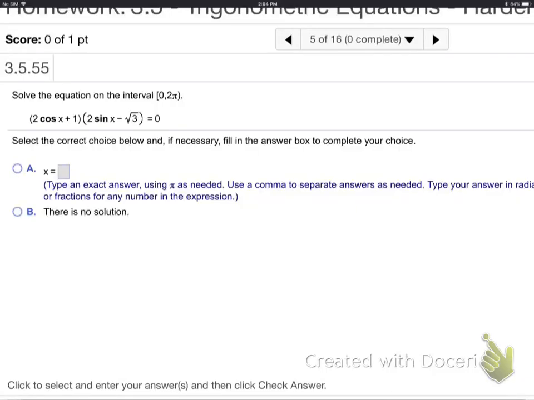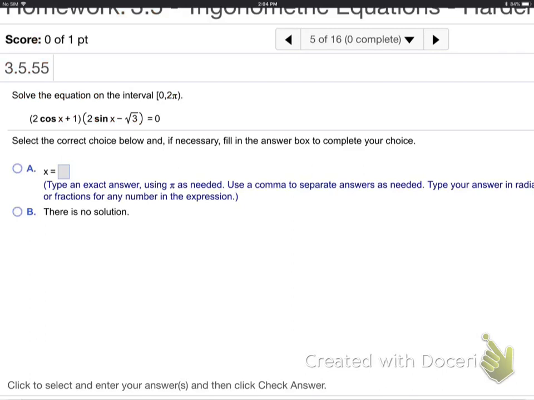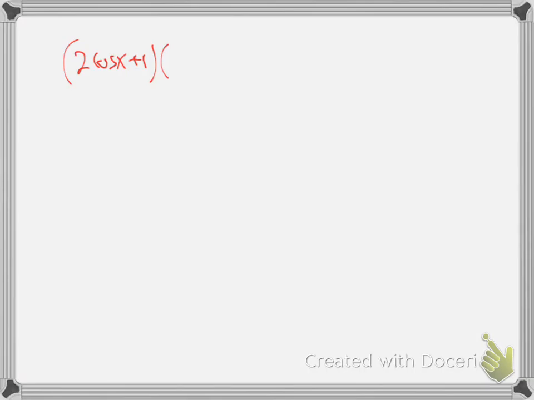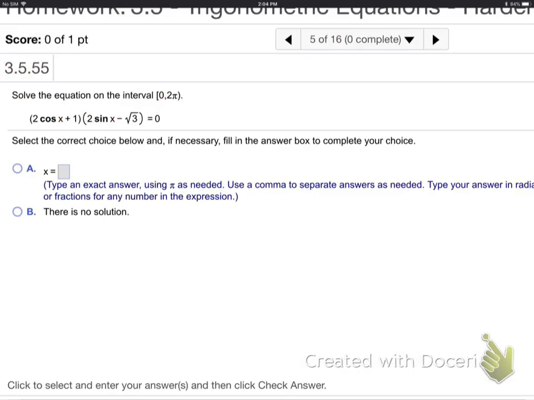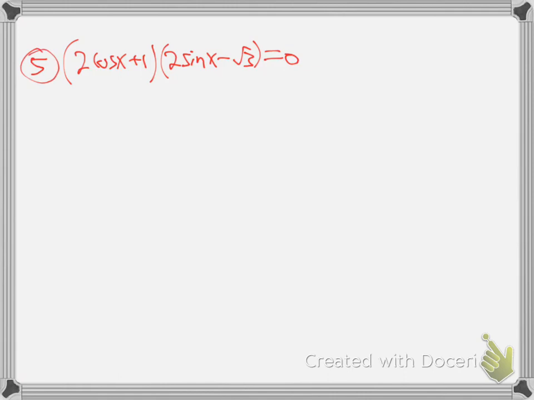All right. So, 2 cosine plus 1, and 2 sine minus root 3. Okay, see how that one is already partway done? It's already on step 2. You're done with step 2. Already got a 0, already factored. See how the parentheses are already there? So it's almost done. See how they're pushing you forward? That's the end of step 2.